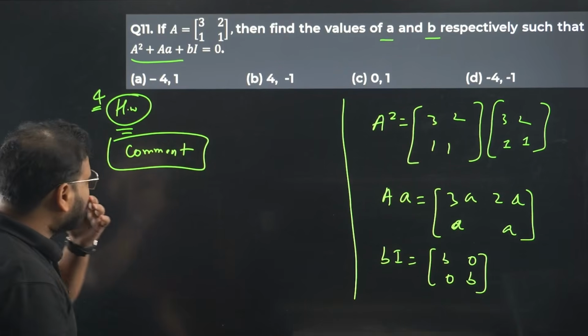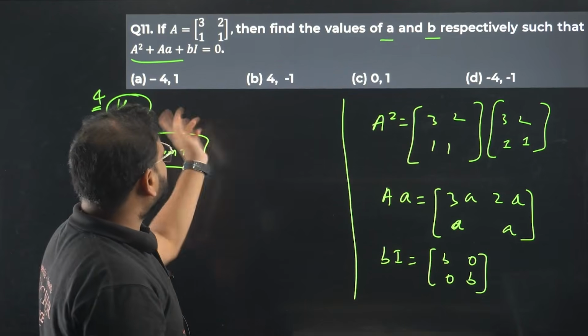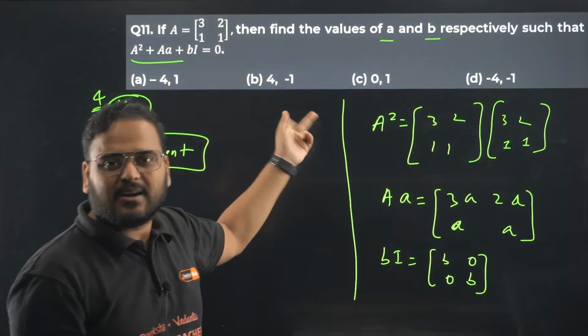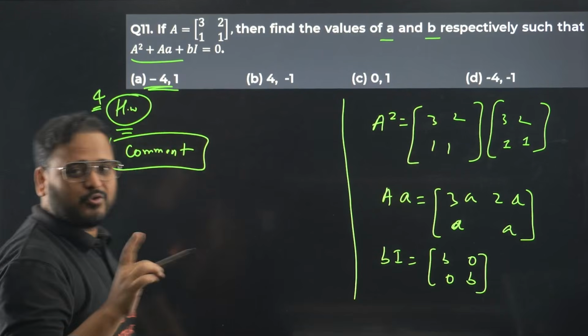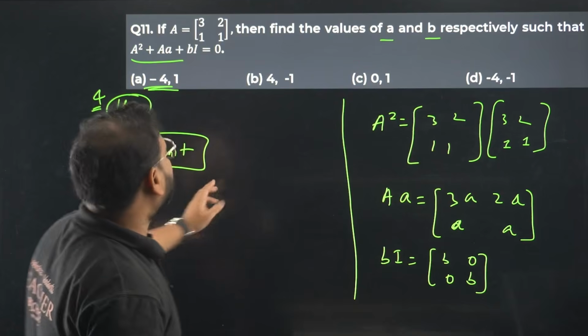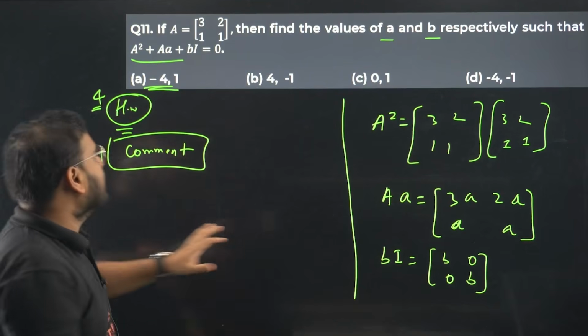I think the option should be either A or B. I'm not sure, but A or B. I think A should be the right answer. Cross check. Okay. I think that it is A, but not sure. I have to solve it to get it. Okay. Solve it and compare, it is going to be very, very easy to solve. Okay. Question number 11 is done.